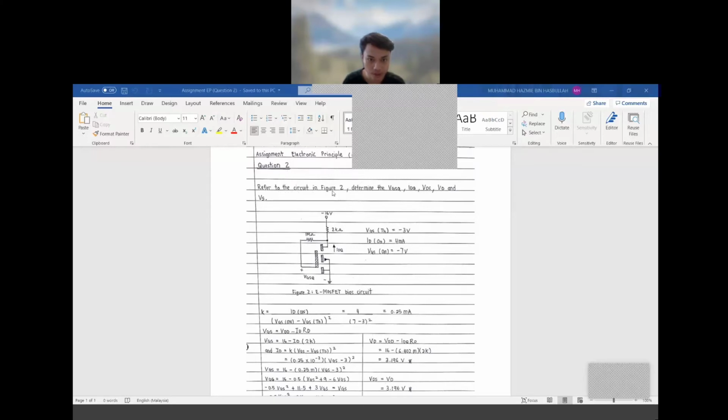Yeah, this is for question 2. Refer to the circuit in figure 2. Determine the VGSQ, IDQ, VDS, VD, and VS for the E-MOSFET bias circuit. And this is the solution.